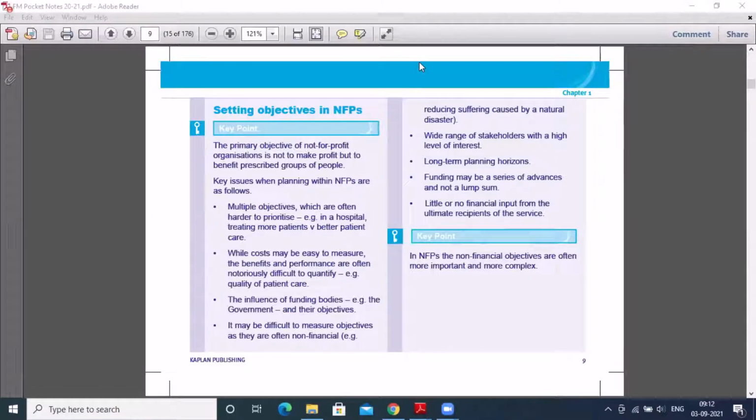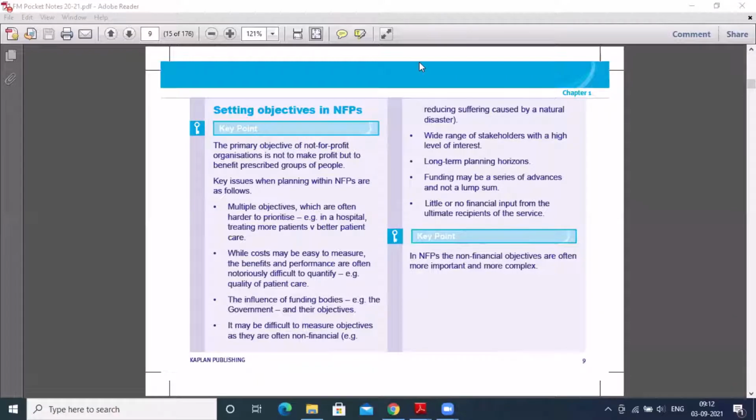Then, a little or no financial input from the ultimate recipients of the service. It means whoever the beneficiaries are, generally there will be very little contribution. Contribution in the sense I am speaking from a financial contribution perspective. So there will be only a little financial contribution from the beneficiaries, or in some cases there will not be any subscription or contribution at all from these actual beneficiaries, who actually benefited from that particular not-for-profit organization. So these are the key issues which are to be considered.